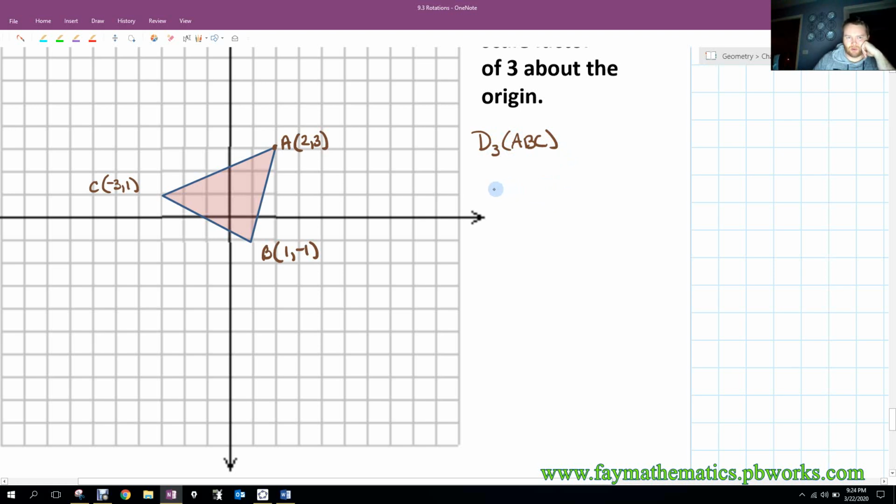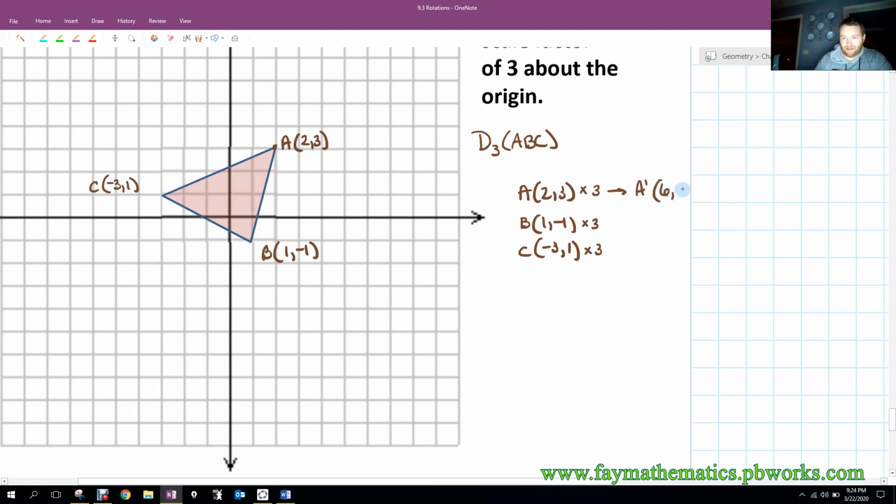What I'm going to do, and this is usually how I do it, is write my ordered pairs down. So A was 2, 3, B was 1, -1, and C -3, 1. And each one of these is going to get multiplied by 3. So I write times 3, times 3, times 3, and that's going to generate A prime, which all we have to do is multiply each coordinate by 3.